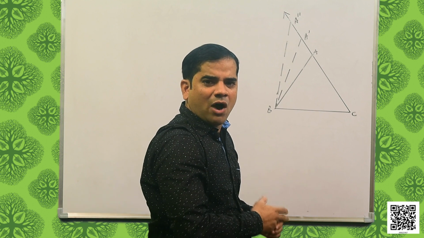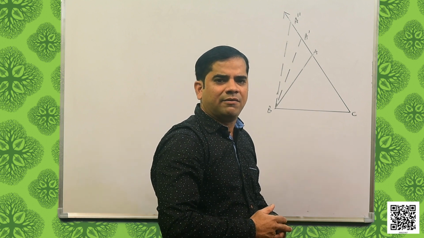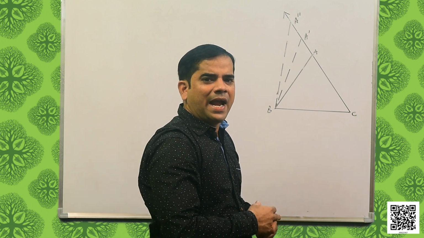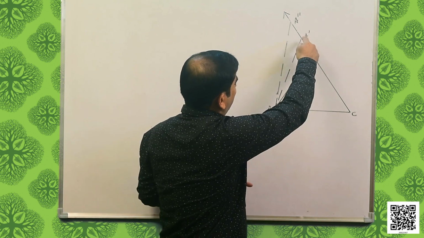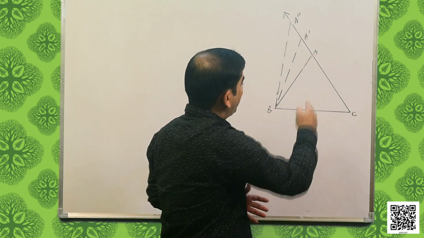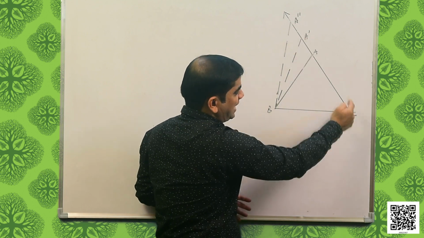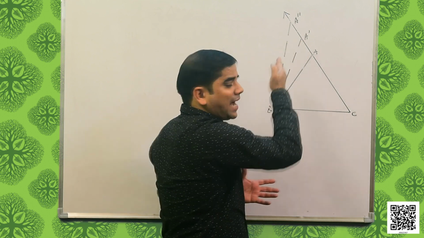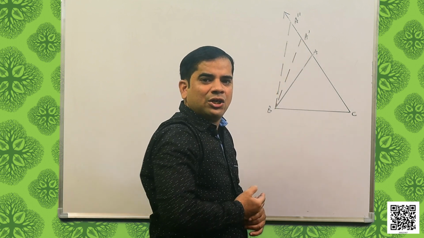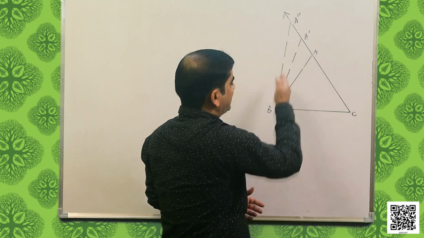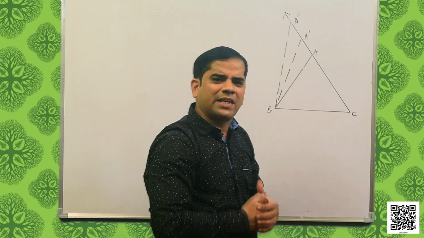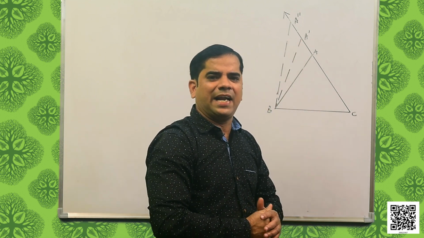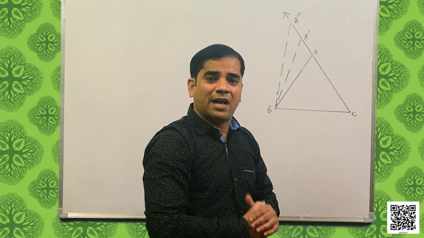Now you can observe that A dash C is greater than AC, isn't it? A dash C is greater than AC. It is quite obvious. Join A dash and B to complete the triangle A dash BC. What can we say about angle A dash BC and angle ABC? Compare them. What do you observe?